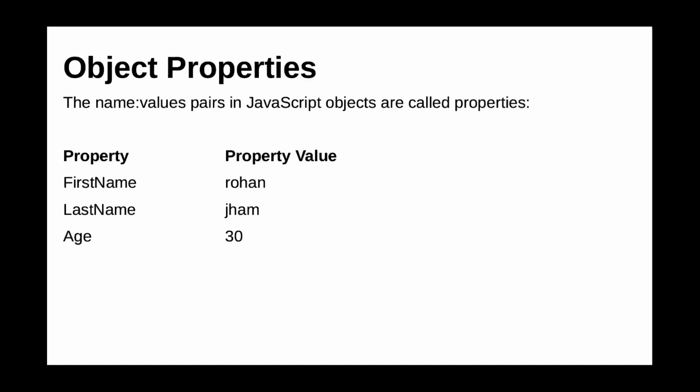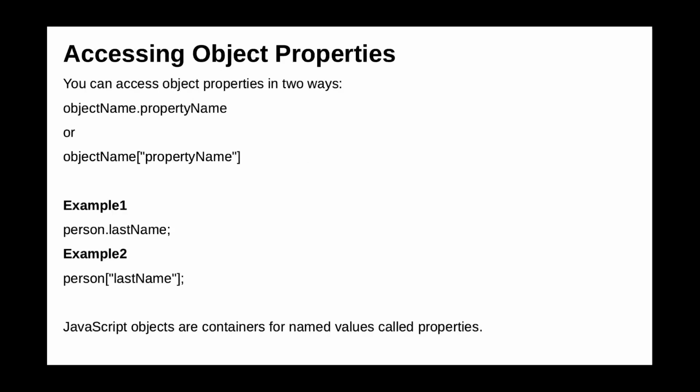So next is object properties. The name value pairs in JavaScript objects are called properties. Here the properties are first name, last name, age, and the property values are Rohan, Sham and 30. So, accessing object properties. In the last example we accessed object properties by using object dot property name. This is the example like person dot last name, person dot first name, person dot age. In the last example we accessed all the object properties by using these statements. JavaScript objects are containers for named values called properties.